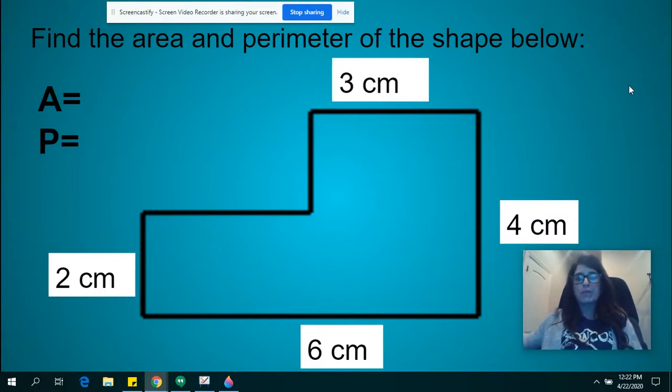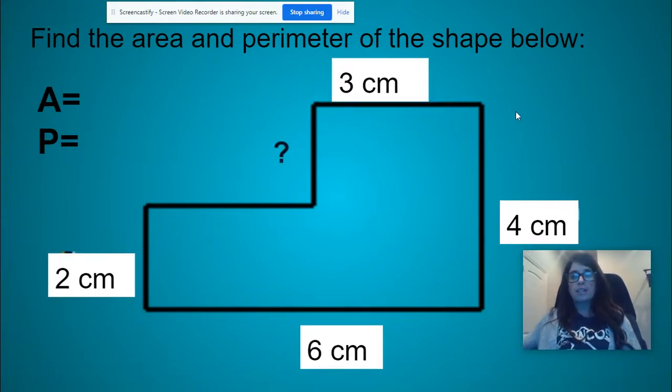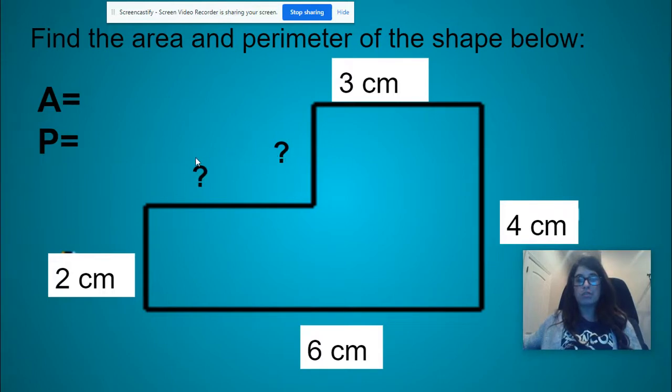So, let's look at the information that is given. We know that this top line here is 3 centimeters. This side over here, this length is 4 centimeters. This width is 6 centimeters. This length is 2 centimeters. But then, do we know the length of these two sides here, this one and this one? We don't. So, that is important. We've got to figure out the length of these two sides for sure.